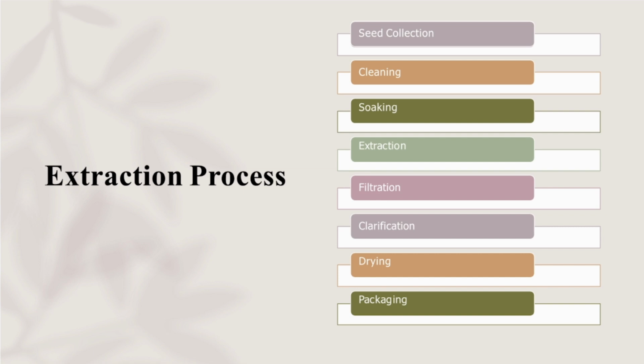Now, the extraction process. First of all, we will collect the seeds of annatto. Thereafter, the cleaning process takes place. After that, we will soak in the solvent, which can be oil or water. After that, the extraction process, which mainly consists of two methods. Next is the filtration. Then clarification, drying and packaging processes follow.